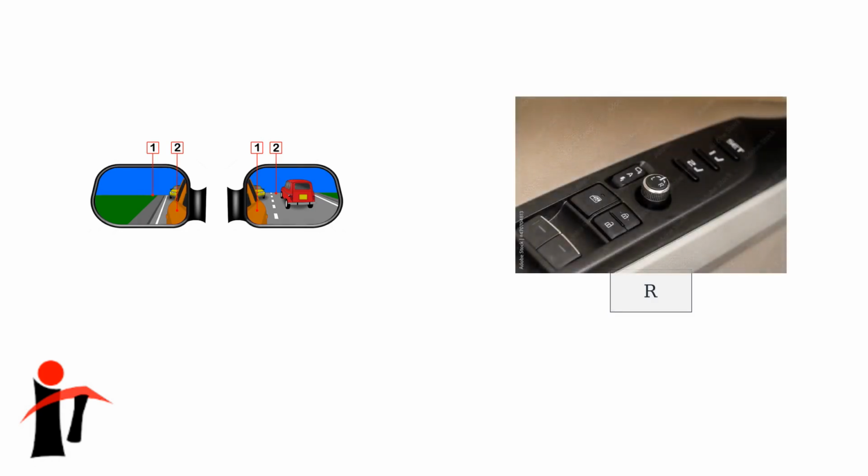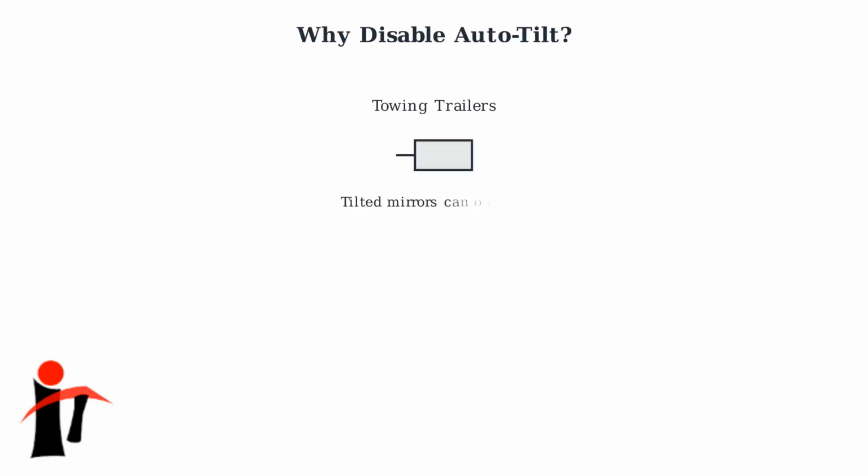You can still manually adjust your mirrors at any time using the mirror adjustment controls located on your driver's side door panel. These controls allow you to tilt and position the mirrors to customize your view as needed, whether for driving, parking, or towing. Drivers often disable auto tilt mirrors when towing a trailer. The tilted view can be unhelpful for monitoring trailer positioning and avoiding obstacles, making manual mirror control preferable.